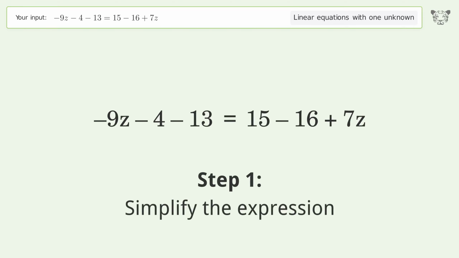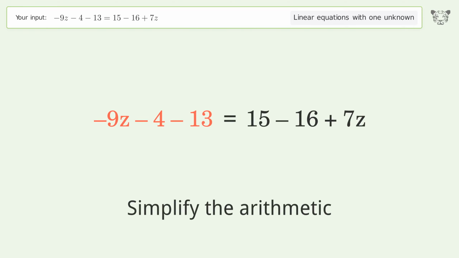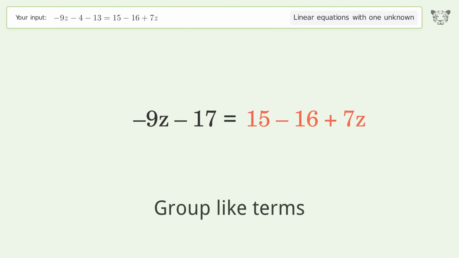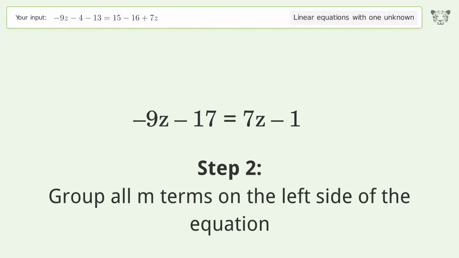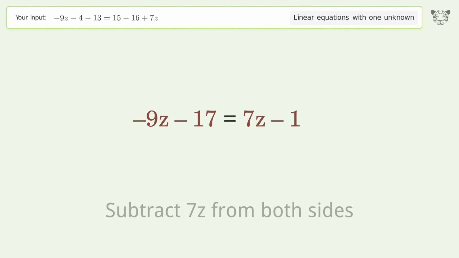Simplify the expression. Simplify the arithmetic. Group like terms. Simplify the arithmetic. Group all z terms on the left side of the equation. Subtract 7z from both sides.